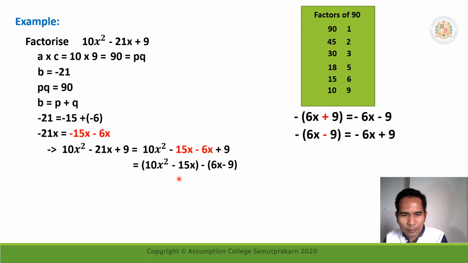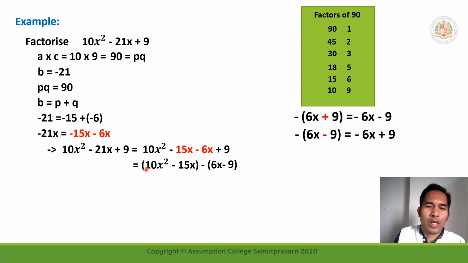Okay, now we have here the first group. Factorize by grouping. First group, 10 and 15. What is the common factor of 10 and 15? Okay, the common factor of 10 and 15 is 5.